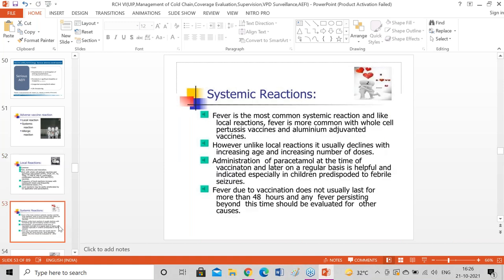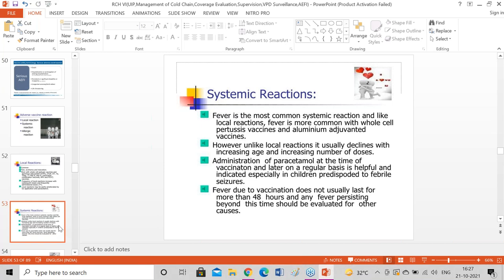Systemic reaction: fever is the most common systemic reaction, and like local reaction, fever is more common with whole cell pertussis vaccine and aluminium adjuvanted vaccines. So in vaccines where we use the aluminium adjuvant, fever becomes a more common side effect of those vaccines. However, unlike local reactions, it usually declines with increasing age and increasing number of doses. So local reactions increase with increasing age and dosage, and systemic reactions decrease with age and doses.